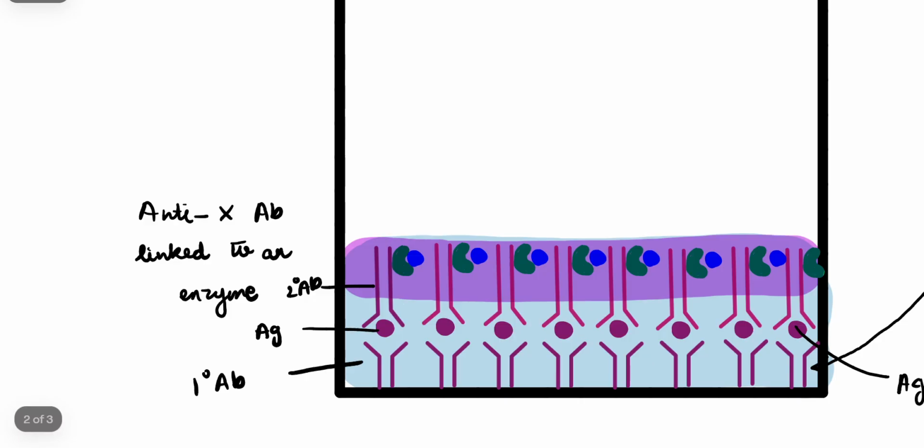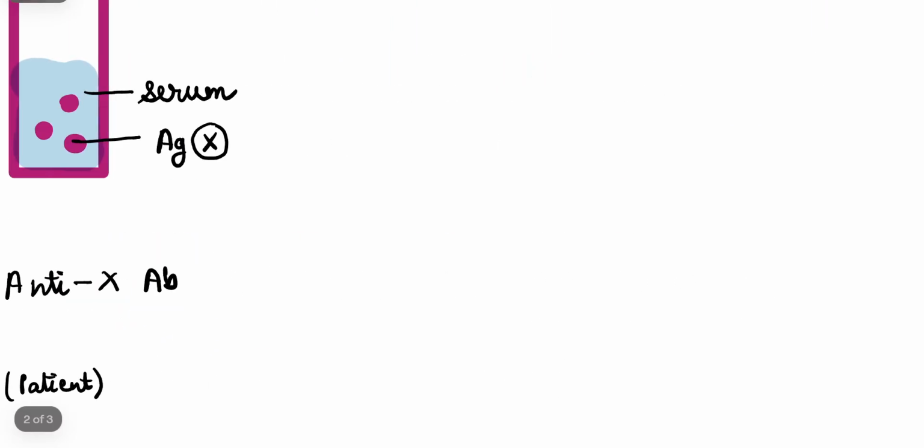Now I'll wash it again. After washing, if the color is still fixed, it means the antigen was present, onto which the primary and secondary antibodies got fixed, and because they got fixed, the color was produced. As simple as that. Now if I need to plot a graph for this, what kind of graph should I obtain?